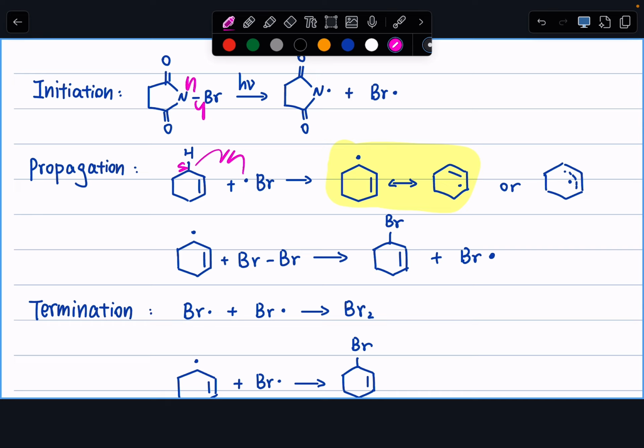Upon formation of the carbon-centered or allylic radical, we have the second propagation step, where that carbon-centered radical attacks a Br2 if it is present, or in this case, it's succinimide actually, to form the product. In this case I probably should have written it as nitrogen, and break it to form the nitrogen-centered radical.